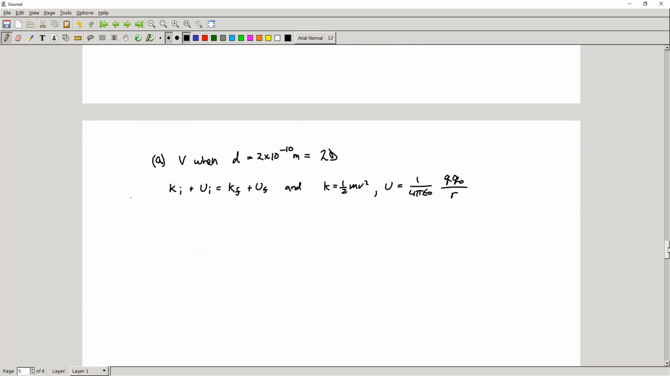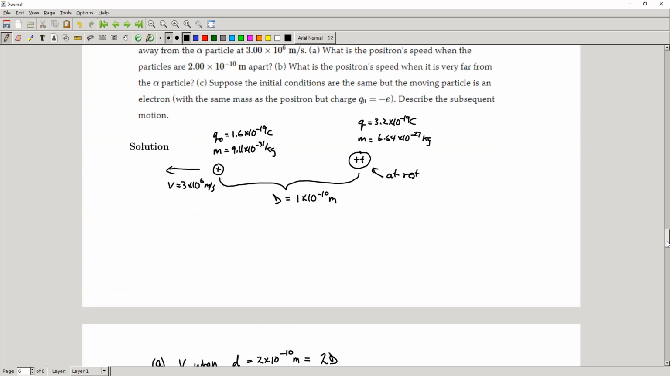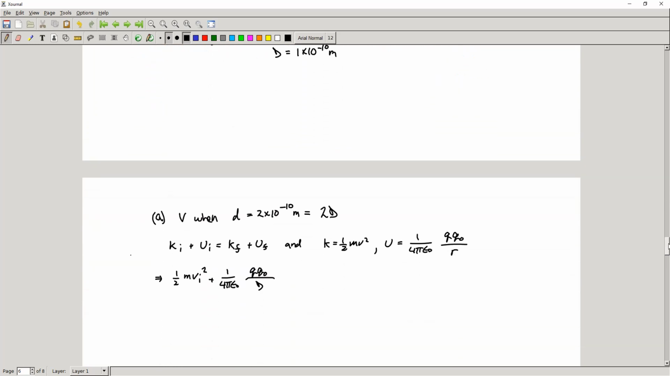All right, let's just start subbing things in. What's this equation in terms of these variables? What's our initial kinetic energy? Well, it's simply going to be 1/2 m v initial squared, plus our initial potential energy, which is going to be 1 over 4 pi epsilon naught q naught over D, our first distance from the diagram.